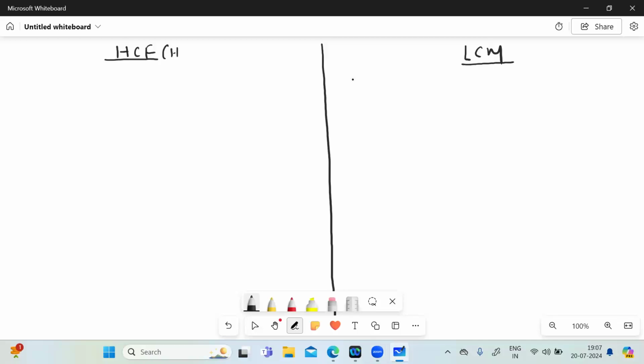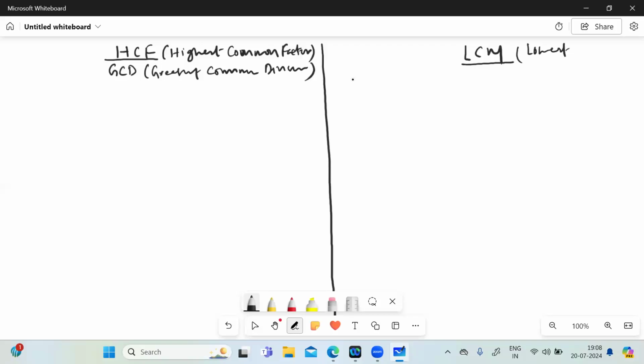So what is the full form of HCF? Highest common factor. And the other name of HCF is GCD, which says greatest common divisor. Okay. And LCM stands for lowest common multiple. Okay.